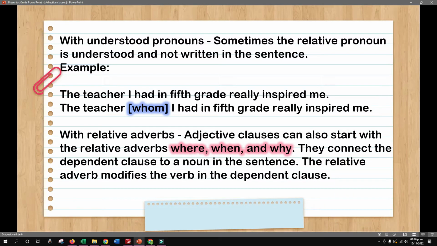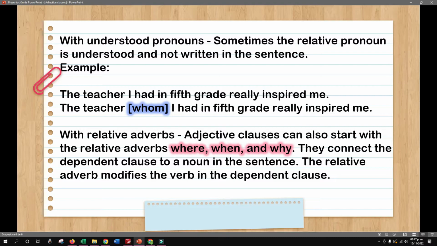Also with relative adverbs, we can have these. Adjective clauses can also start with the relative adverbs where, when, and why. Como les mencioné anteriormente, también podemos utilizar relative adverbs. We're going to use where for places, when for times, and why for reasons.